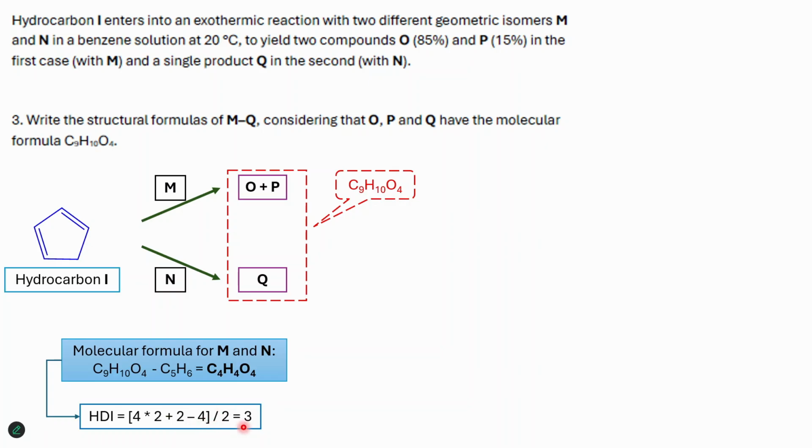So difference divided by 2, it gives us 3. So it has HDI of 3, which could be many things like 1 ring, 2 pi bonds, or 3 pi bonds. We don't know. It could happen. There are a lot of possibilities. So let's just put everything together.